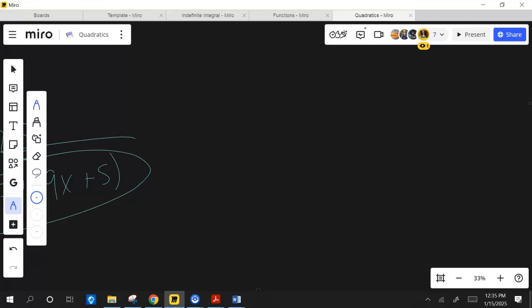What if we have a B? Then it's not a difference of two squares. Difference of two squares is only two pieces with a minus in the middle every time. Every time.